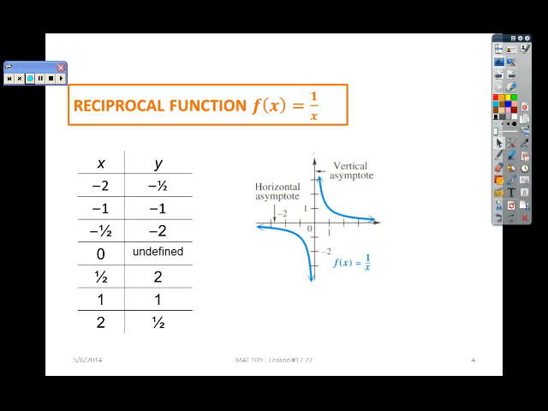This is called asymptotically approaching a line. The x-axis is a horizontal asymptote. This graph gets closer and closer and closer, but it never actually reaches there. The y-axis is a vertical asymptote. This graph gets closer and closer and closer, but never actually reaches there. That's the definition of what an asymptote is. It's a line that a graph approaches but never actually reaches. You can get as close as you want, but you can never actually get there.